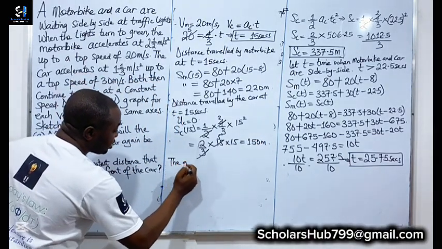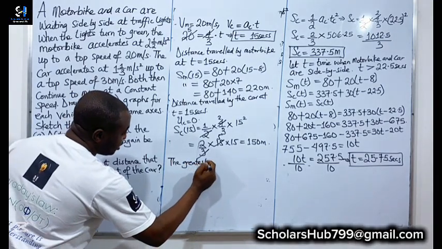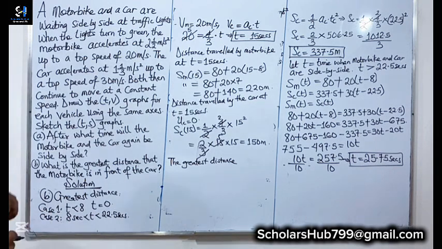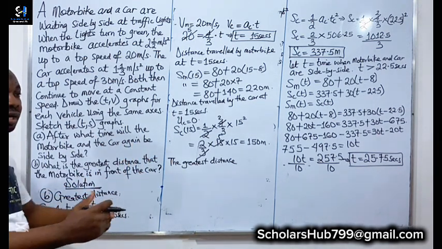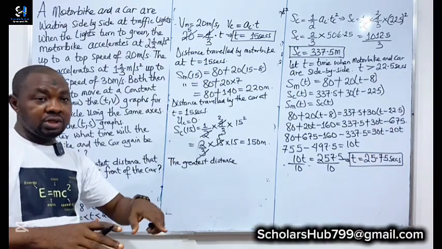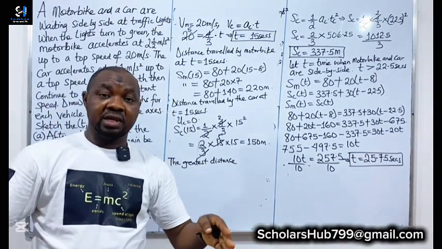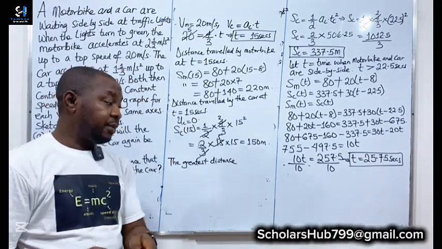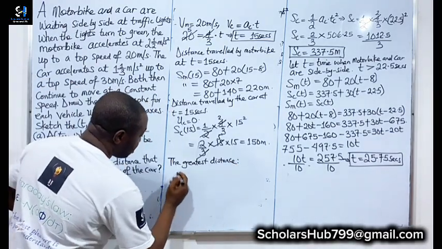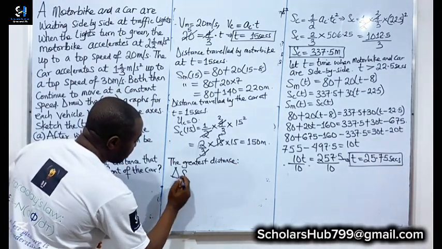So the greatest distance that the motorbike is in front of the car. If it is in front of the car, we now find the difference. This time it is not side by side. When they are side by side, it has to be addition, we add the two distances together. So the greatest distance, let's say the greatest distance is change in s.